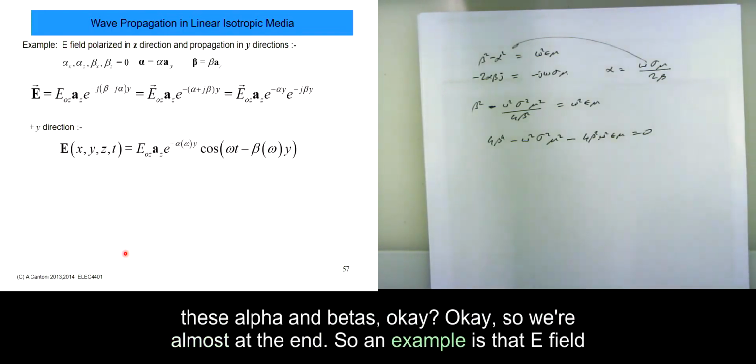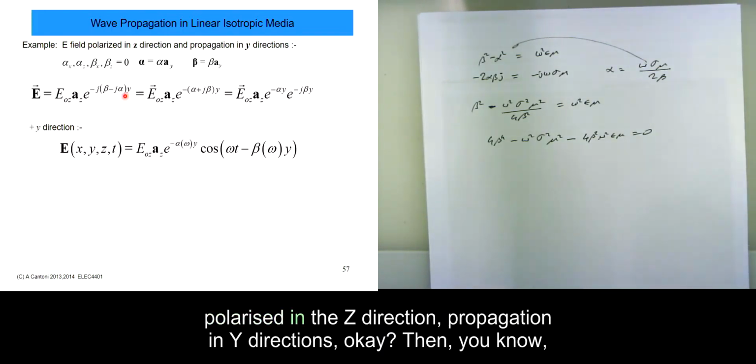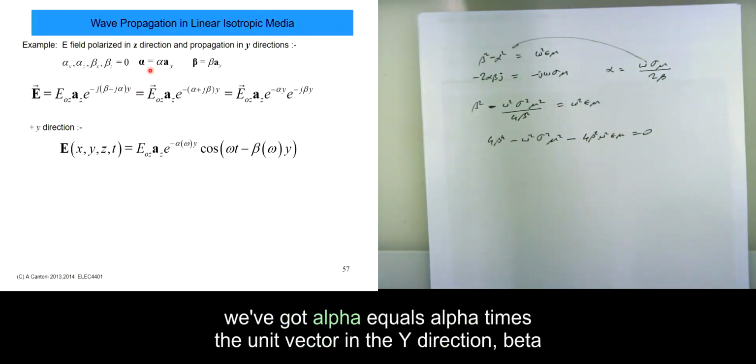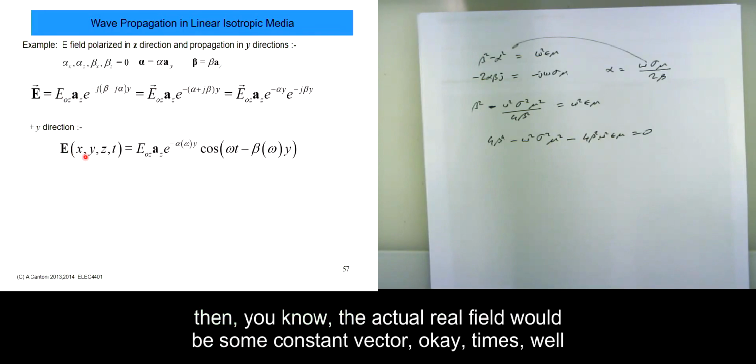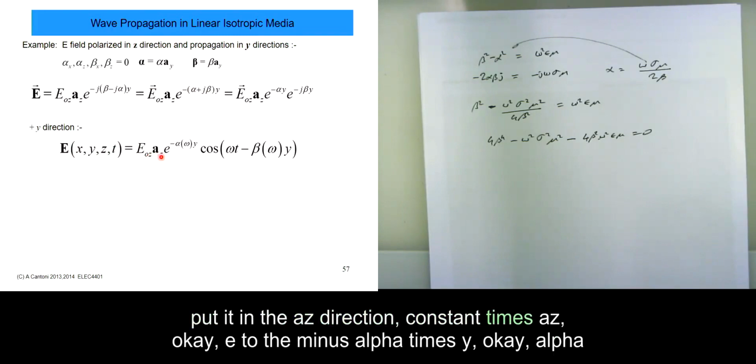Almost at the end. An example is an E field polarized in the Z direction and propagation in the Y direction. Then we've got alpha equals alpha times the unit vector in the Y direction, beta equals beta times the unit vector in the Y direction. Then we put that in, and the actual real field would be some constant vector, constant times AZ, e to the minus alpha times Y.